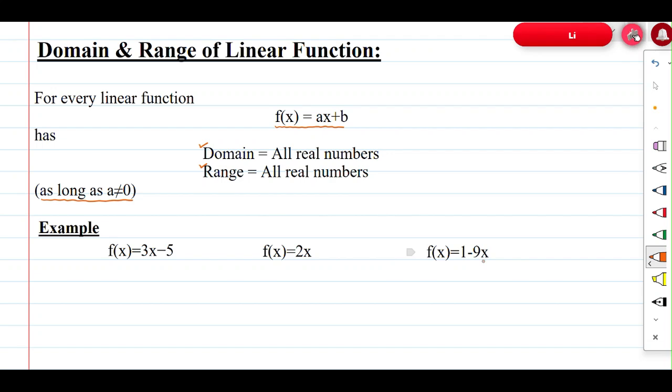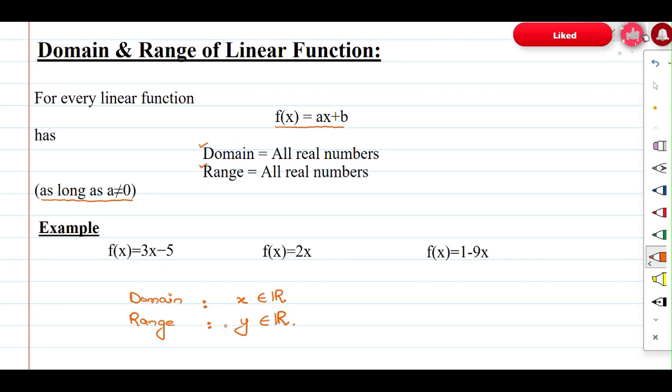So whenever you have a linear function, there is no need to figure out their domains or their ranges. You just need to write down that the domain of these linear functions is all real numbers. Keep in mind that the domain deals with the x values, so x belongs to all real numbers, and the range deals with the y values. y belongs to all real numbers.